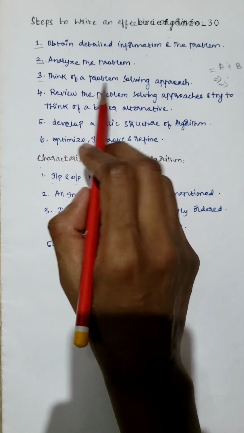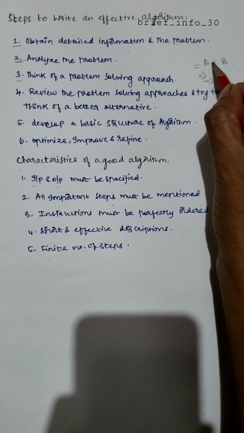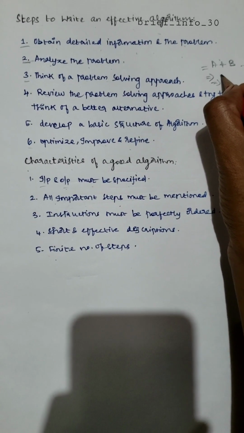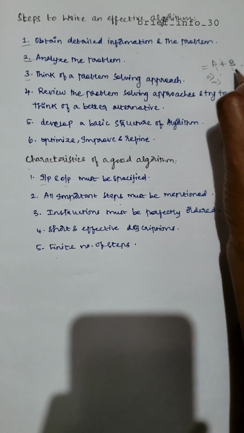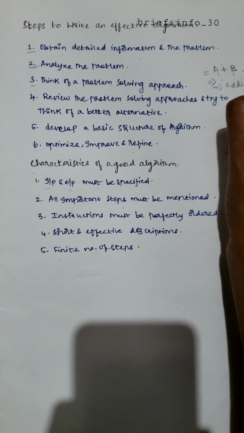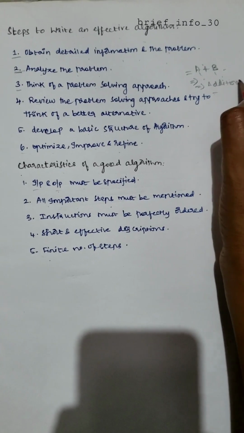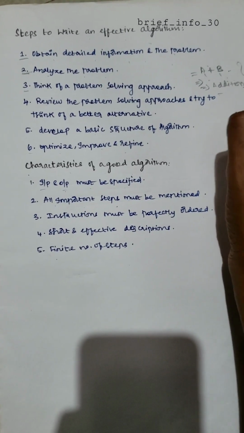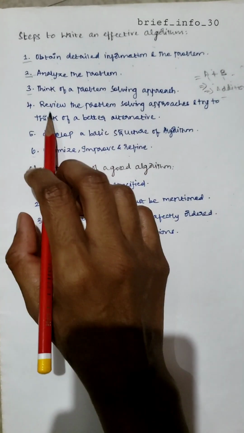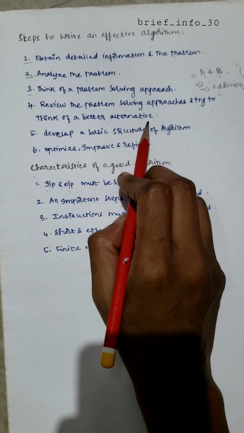Third one, you need to think of a problem solving approach, how that particular problem can be solved. For example, if it is a plus b, you need to add the inputs of that particular a and b variable, and you need to find the addition of that particular problem. So if you're not getting the expected output for this problem, you need to find some other problem solving approach that will be very effective. And then you need to review the problem solving approaches and try for a better alternative.